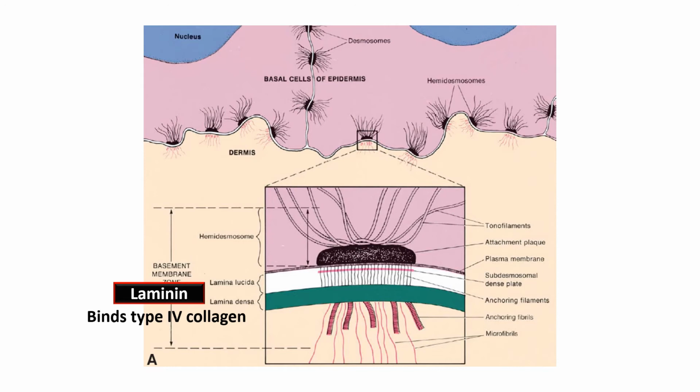One antigenic site is for laminin. Laminin is present in lamina lucida and lamina densa, and it binds type 4 collagen. It is a glycoprotein, and it is present in both these layers, the lamina lucida and lamina densa, and it is responsible for binding of type 4 collagen.